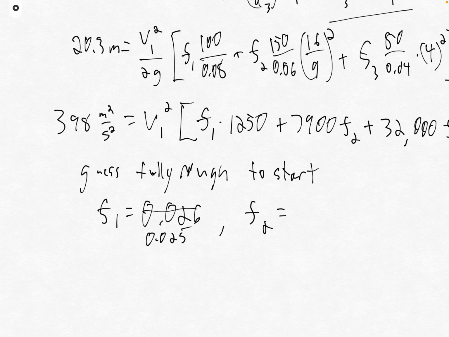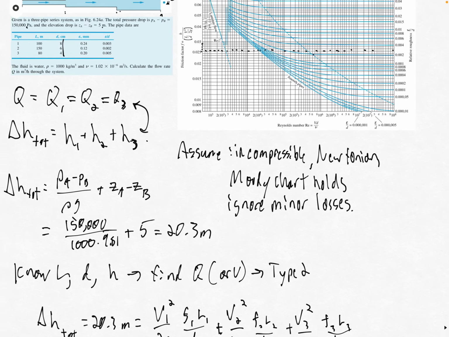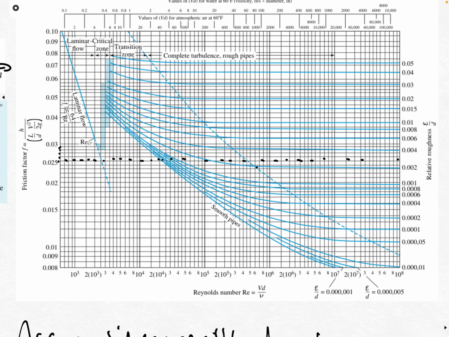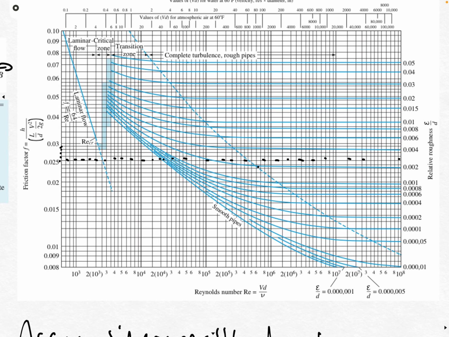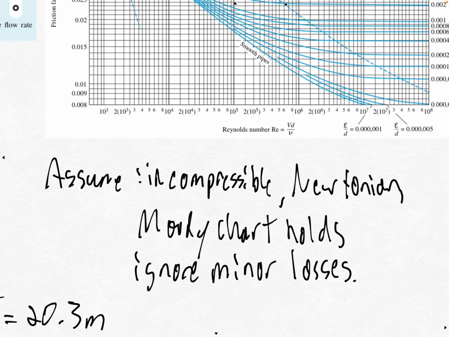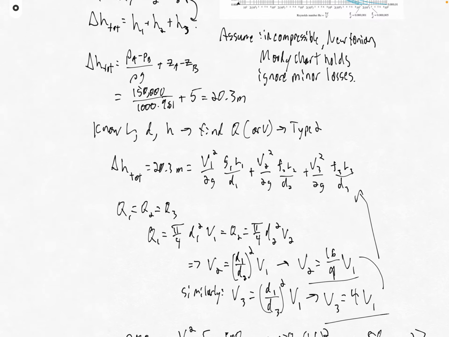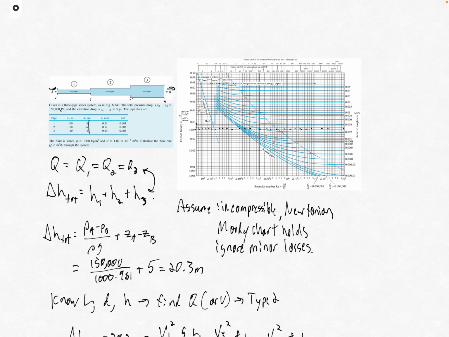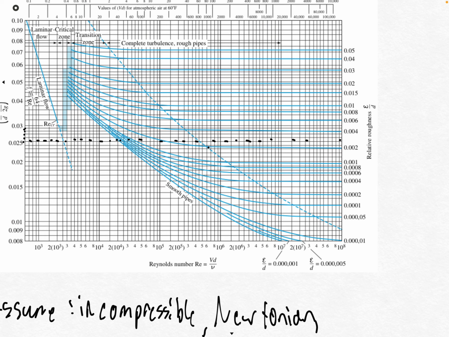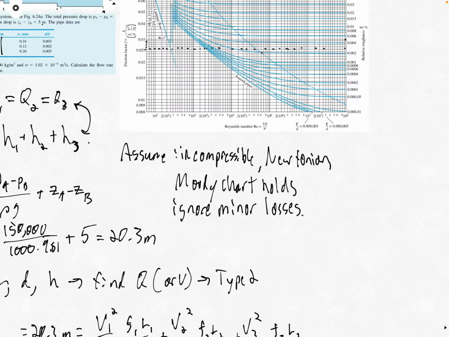And our friction factor 2, at 0.002, is going to start just below that other line, so we're going to call that 0.0235. And our friction factor 3, for roughness ratio epsilon over D of 0.005, that's right up here. So tracing that over, we're going to call that 0.03.